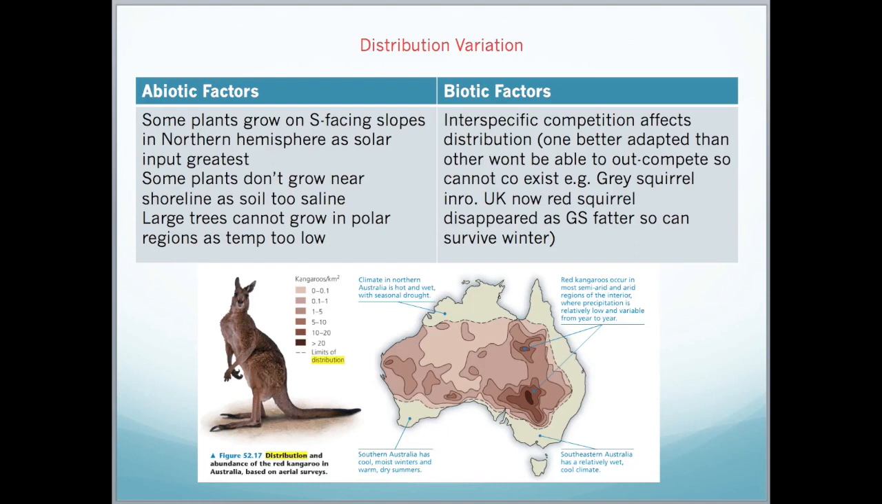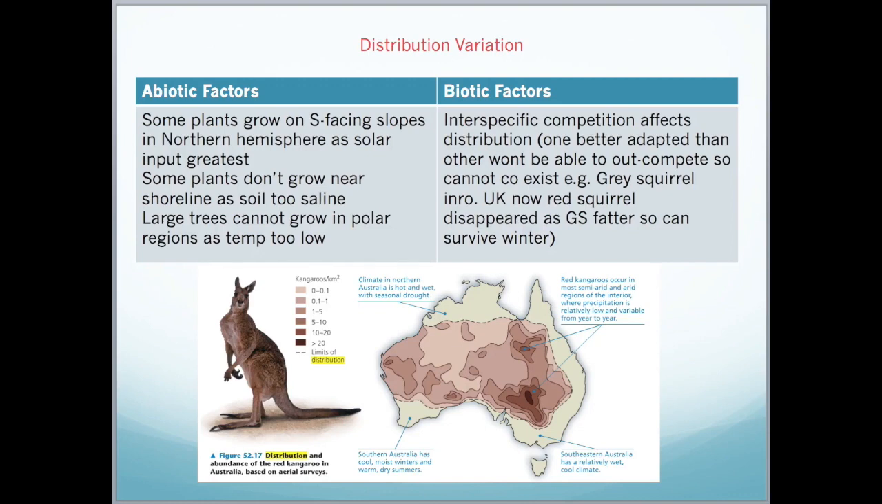Biotic factors, for example, interspecific competition, affects distribution, where one of the species may be better adapted than the other, so the less adapted species won't be able to outcompete, which means that they cannot coexist. So, for example, grey squirrels, which were introduced into the UK, have now completely replaced red squirrels because grey squirrels are fatter, so they can survive winter.